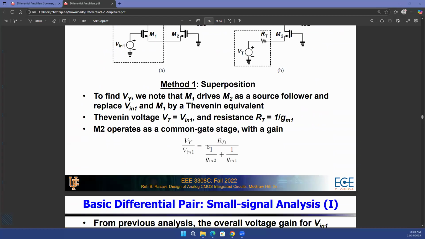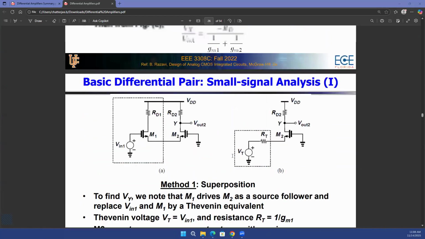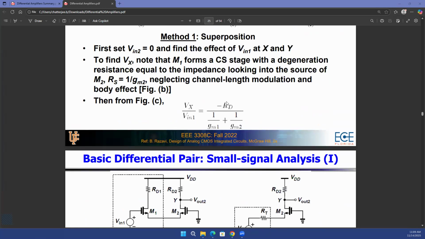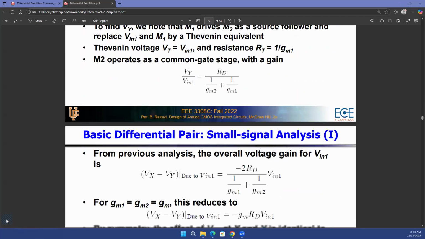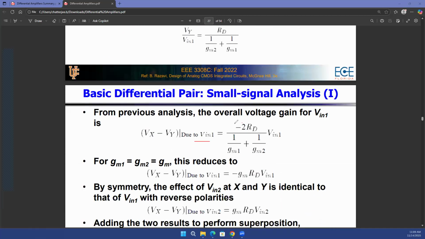So Vy is equal to V in 1 multiplied with Rd divided by 1 over Gm2 plus 1 over Gm1. Here you see you got the same thing. You just got minus Rd divided by 1 over Gm2 plus 1 over Gm1. So if you take Vx minus Vy due to V in 1, that's going to be minus 2 times Rd divided by 1 over Gm2 plus 1 over Gm1 times V in 1.